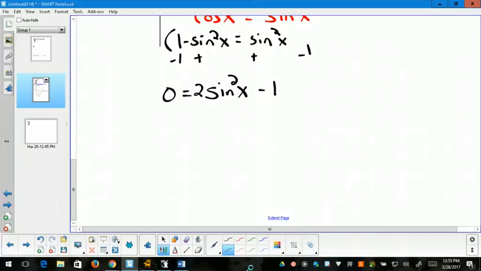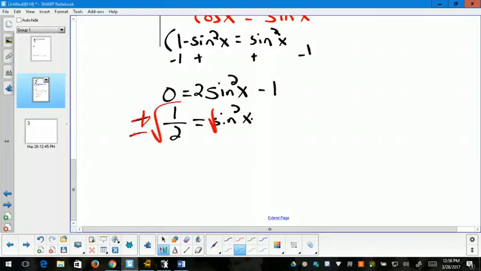Well, I don't need to factor this. I can't even factor it because of the 2. I'm going to add the 1, and I'm going to divide by 2, and I have sine squared x equals 1/2. I'm going to do plus or minus. Don't forget the plus or minus. For some reason, some of the pre-calc students have been forgetting that.